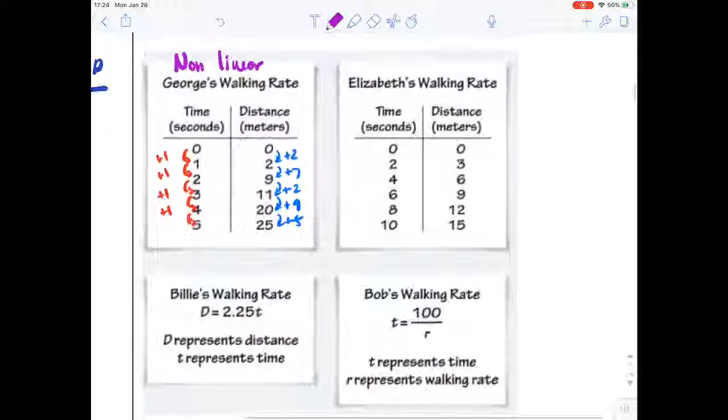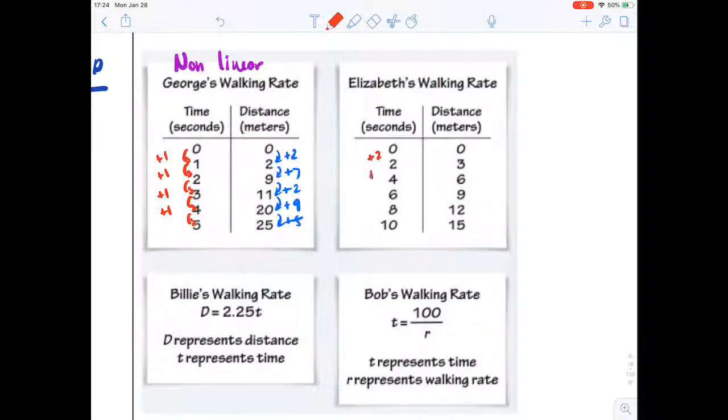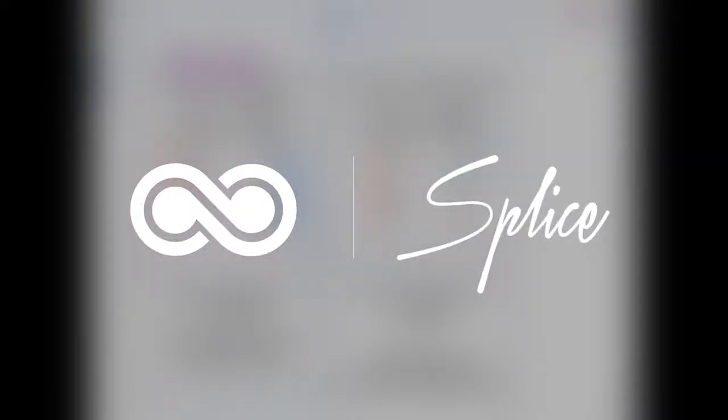Non-linear. Okay. Here's Elizabeth's walking rate. We'll do the same thing. This is a plus 2, plus 2, plus 2, plus 2. And over here it's a plus 3, plus 3, plus 3.